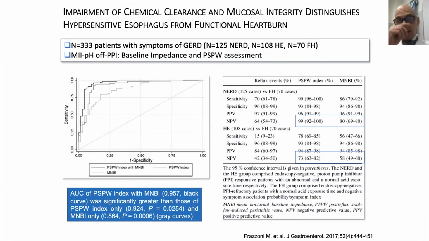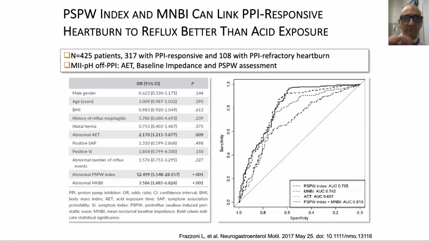In this study, both tests, MNBI and PSPW index, were able to distinguish hypersensitive esophagus from functional heartburn. And when the two different adjunctive parameters were combined in a ROC analysis, they showed a very strong area under the curve, 0.96. And this value was greater than those of PSPW index and MNBI alone.